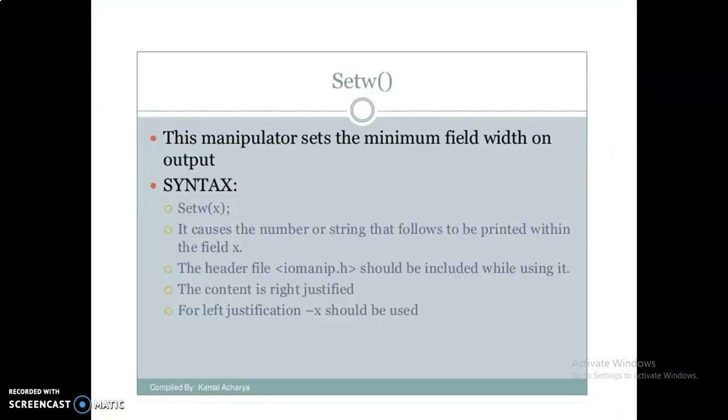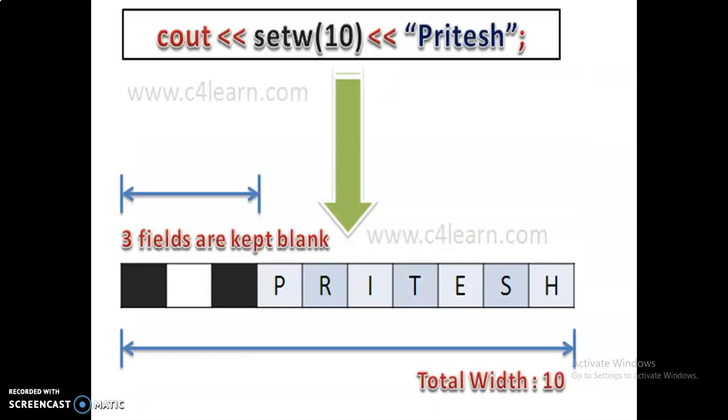And then setw: this manipulator sets the maximum field width on the output. It causes the number or string that follows to be printed within the field width. This is the example for setw. Here in the output statement, setw means set width. It allocates 10 places. Here the output is Pritesh. From left to right, it occupies P, R, I, T, E, S, H. The balance 3 fields are left blank. So the total width is 10, but the input given is only 7. So this is the use of set width.